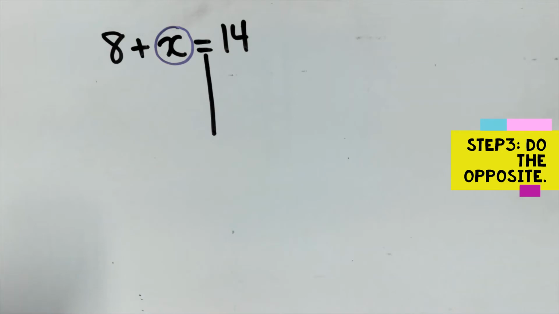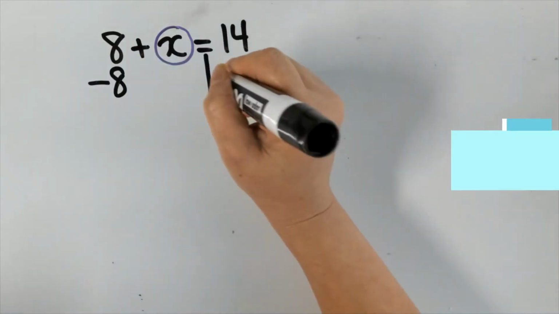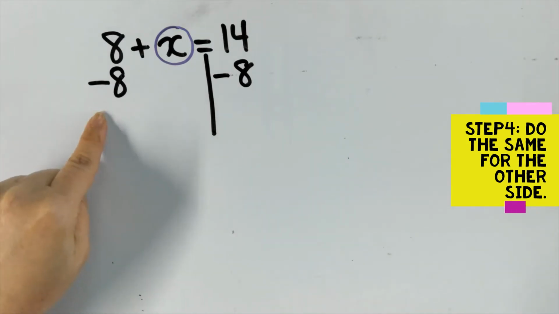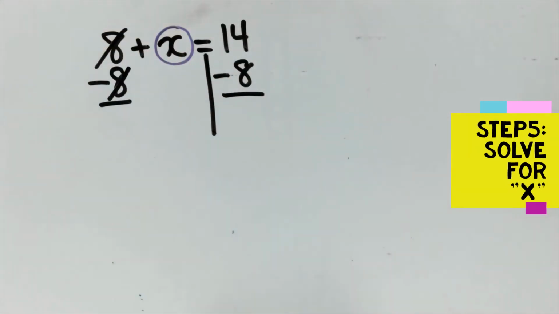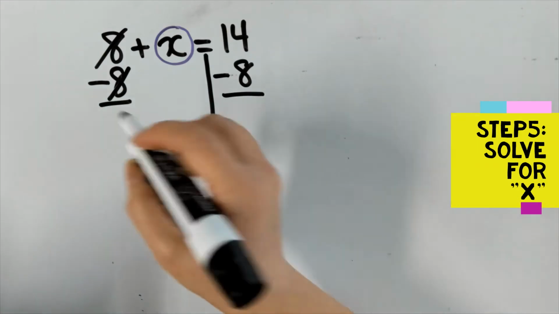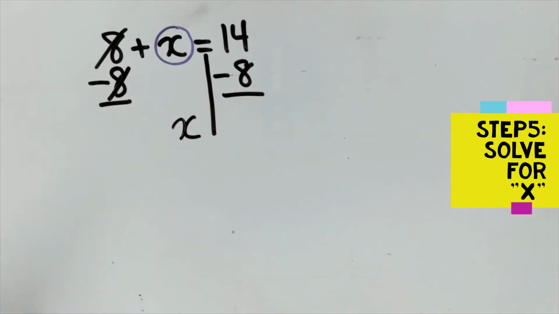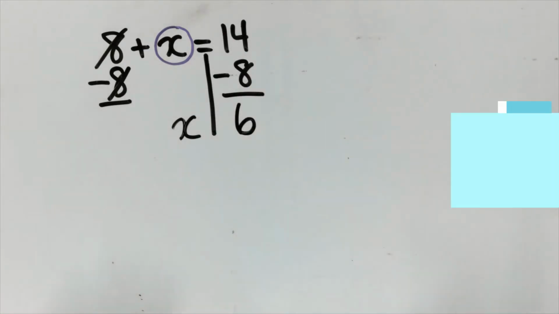So the rule to find the suspect is that we have to do the opposite of it. So what is the opposite of addition? It will be subtraction. Okay, so then what we're going to do is subtract that 8 in order to cancel this out. This is how we isolate the suspect. Now this becomes 0. The suspect is all by him or herself. Okay, and then now we just have to solve for this part and we will get a 6.